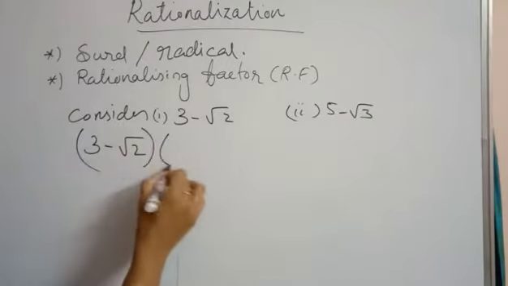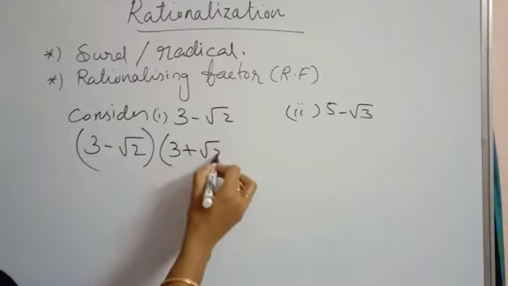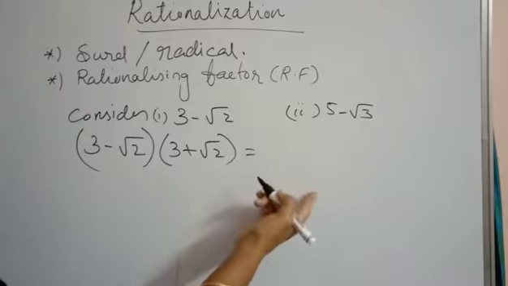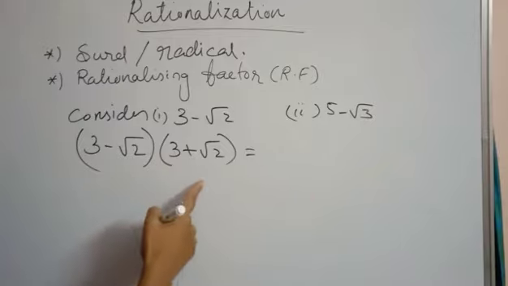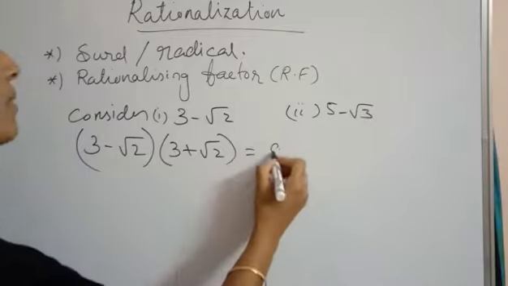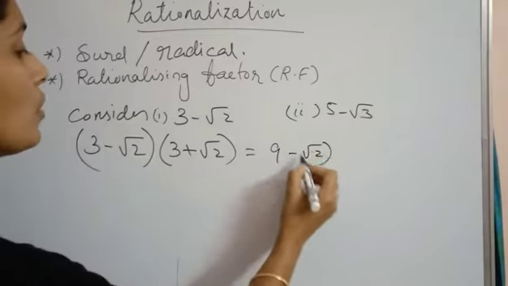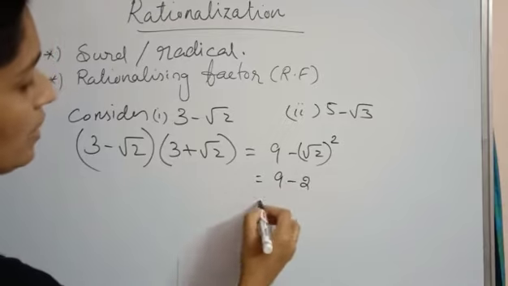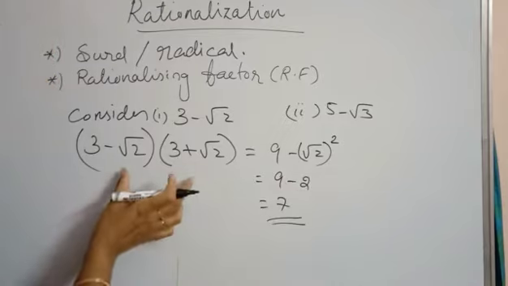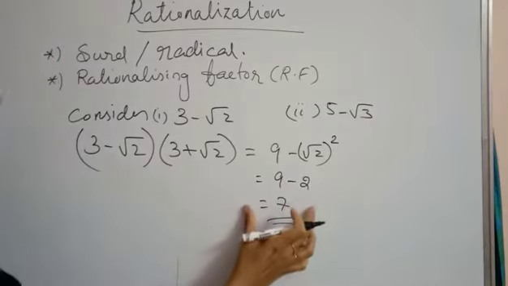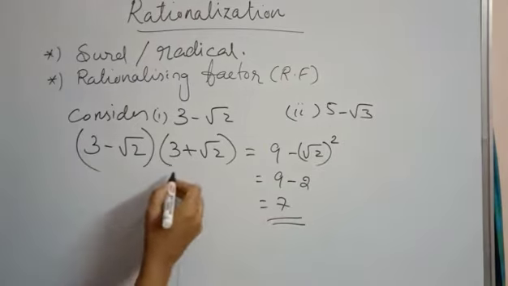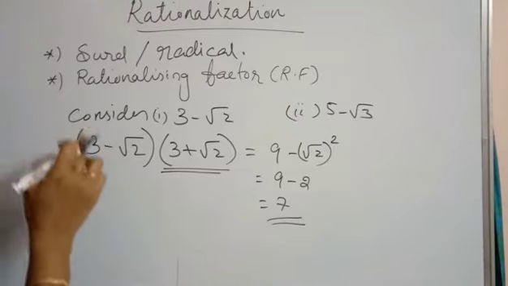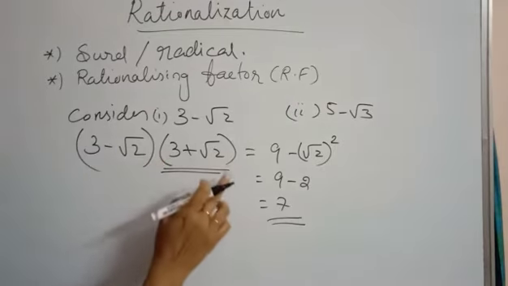We will multiply this with 3 plus square root of 2 so that we will get this product in the form of a square minus b square, because (a minus b) into (a plus b) is a square minus b square. So this will be 9 minus (square root of 2) the whole square, that's equal to 9 minus 2. It is equal to 7. See, when you are multiplying these two, we have got the answer as a rational number. Therefore, we can say that 3 plus root 2 is the rationalizing factor of 3 minus root 2, and 3 minus root 2 is the rationalizing factor of 3 plus root 2.